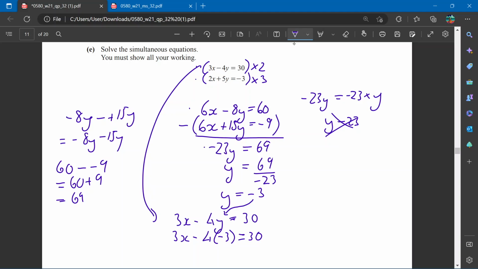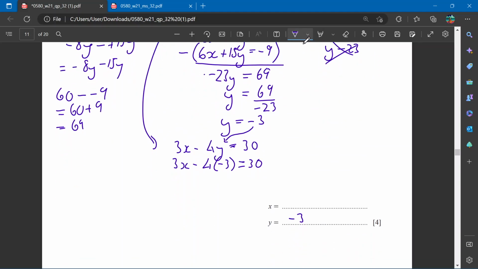Okay. So let's see. -4 times -3 is, of course, a positive, because two negatives makes it positive. 12. We can then subtract the 12 from the 30. That will give us 18. Divide by 3, and we got the answer 6.